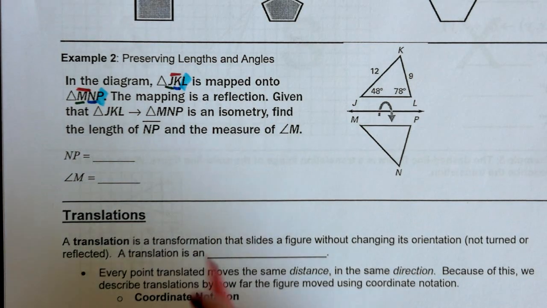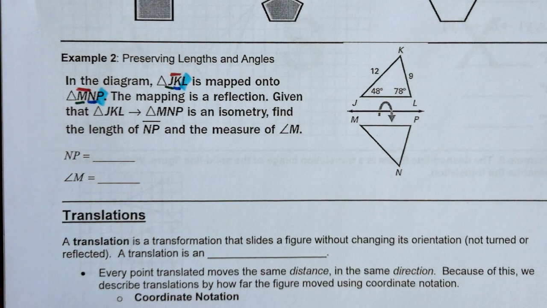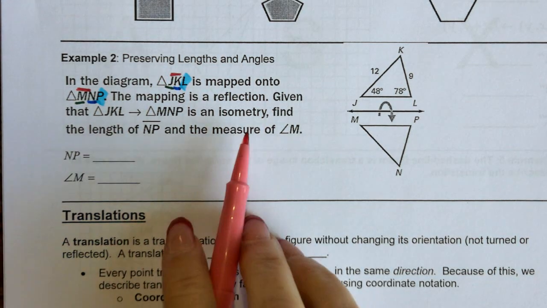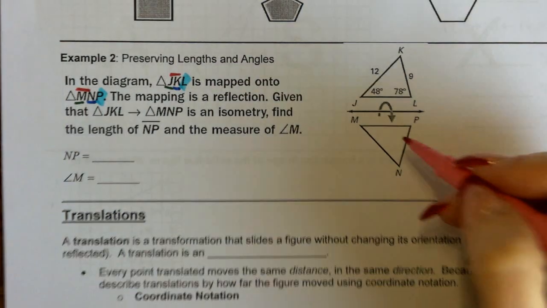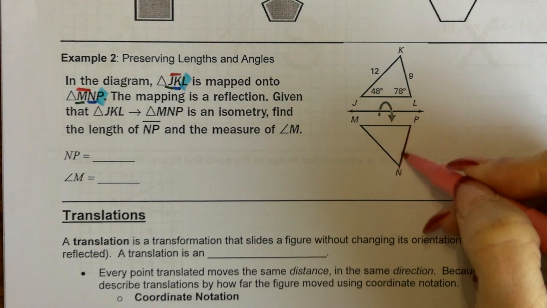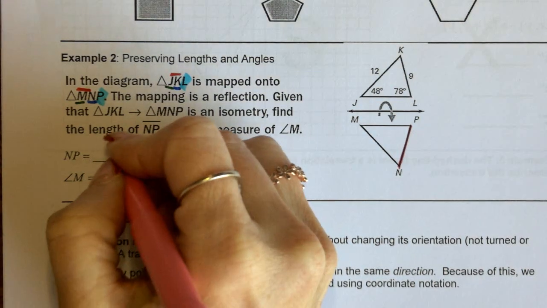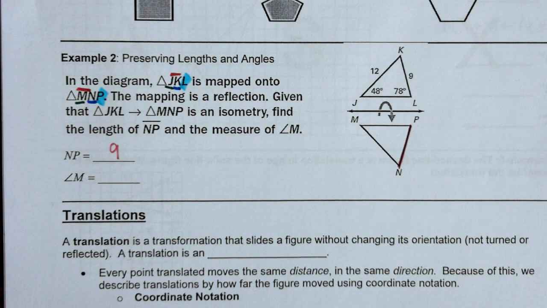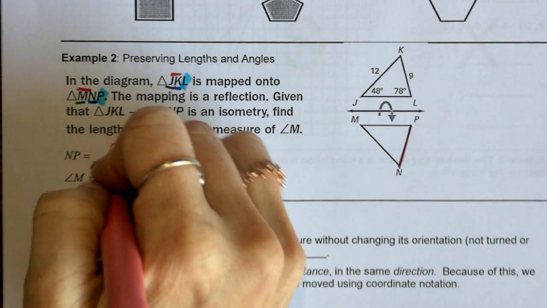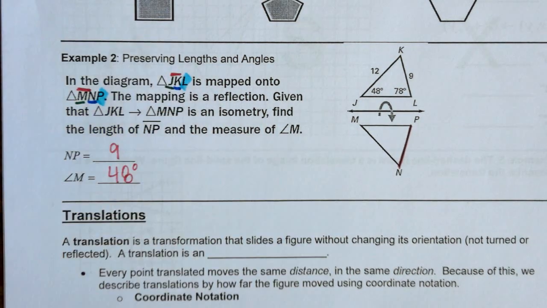All right. This mapping is a reflection, therefore it's an isometry, so nothing changed about the shape. Given that it's an isometry, find the length. So what is the length of NP? Boom, so smart. What would angle M equal? So smart. Not bad, right?